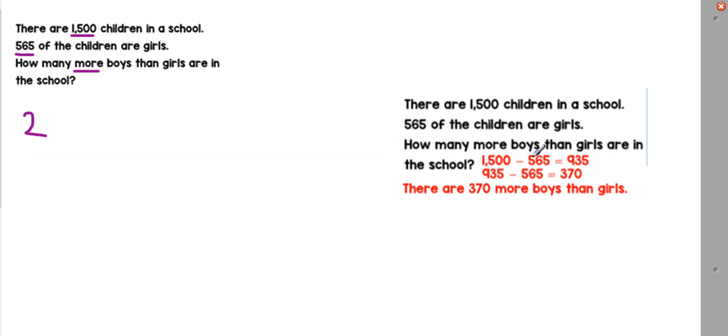Okay, so 1,500 minus 565 is 935. So that means there's 935 boys in the school. Okay? So now we need to do 935 minus 565 because that's how many girls there are, to see how many more boys there are than girls, which equals 370. That means that there are 370 more boys than girls. Well done if you got that one correct.